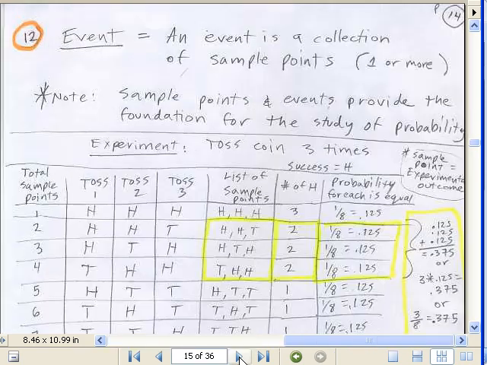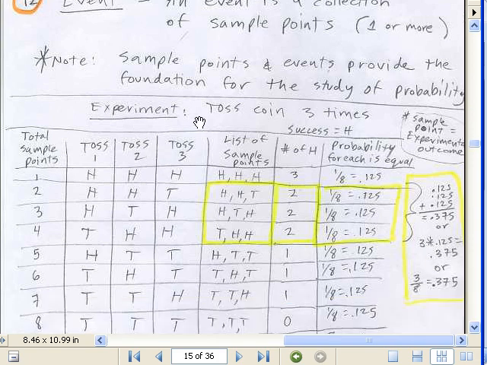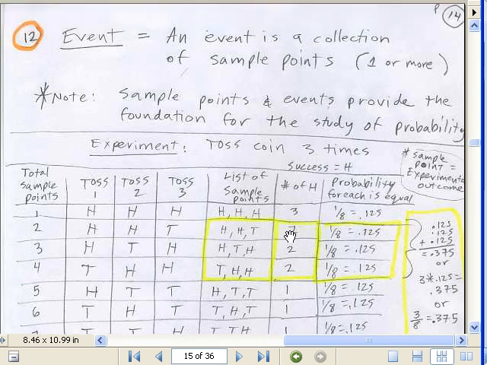Let's go to our next page. An event. We have to define what an event is. An event is a collection of sample points, one or more. So let's look at this experiment. We're going to toss a coin 3 times. Let's say we wanted to calculate the probability that we get 2 heads. Well, you might be tempted to just go head, head, tail. There's only one of them.